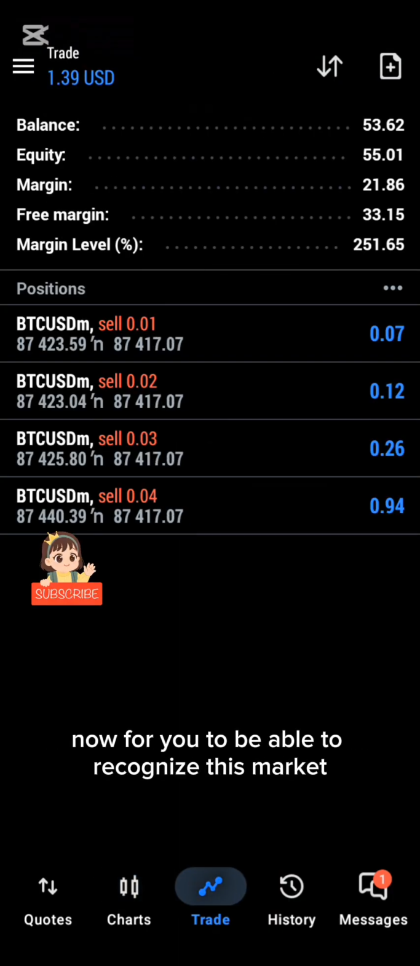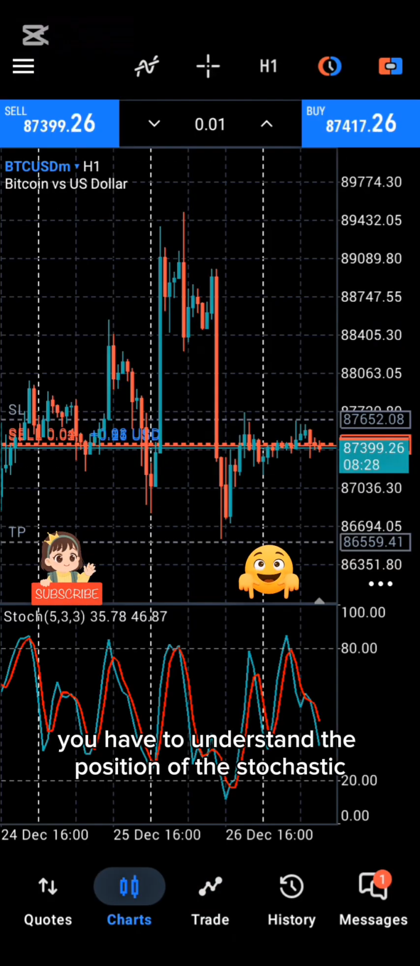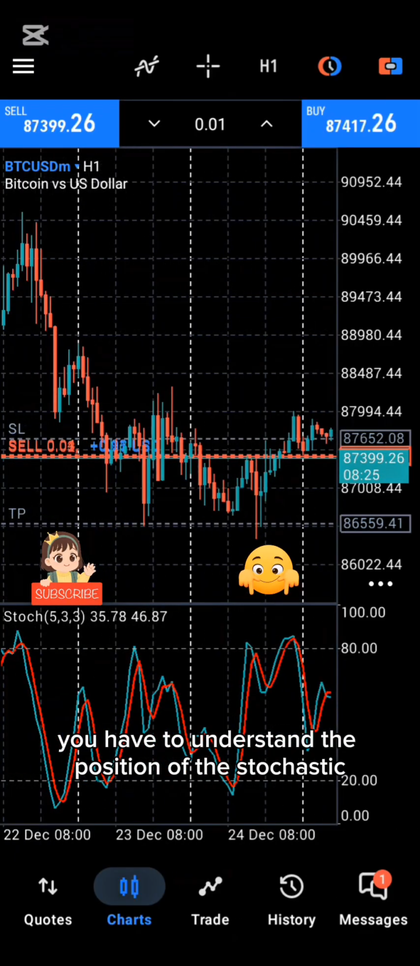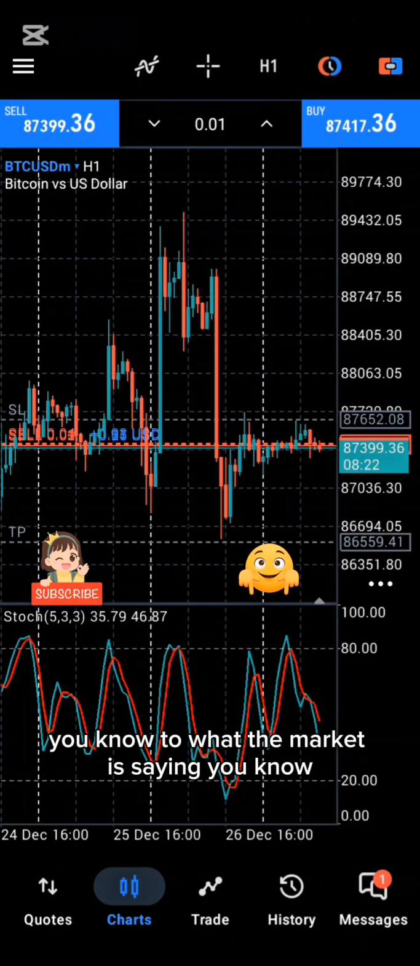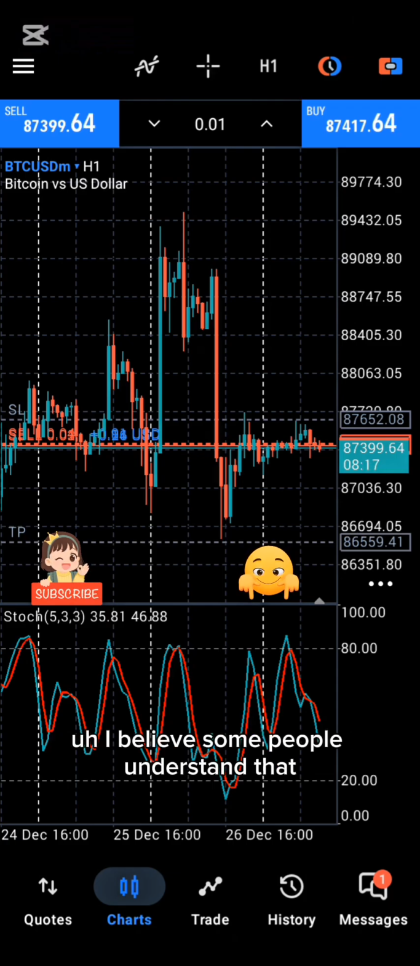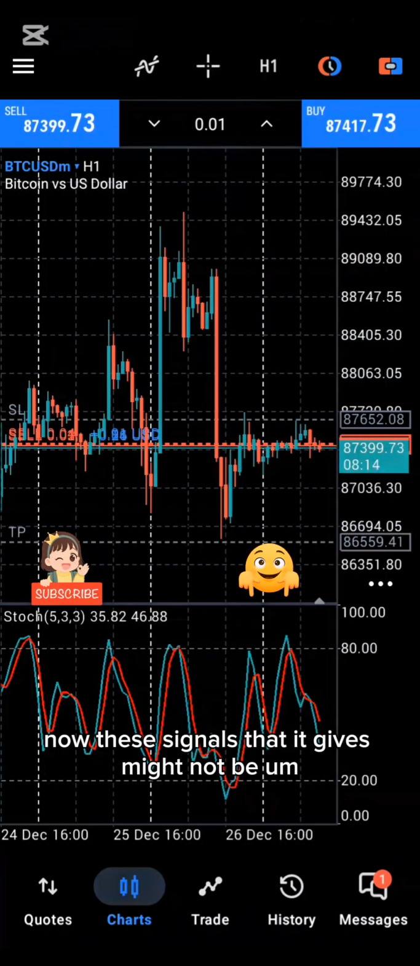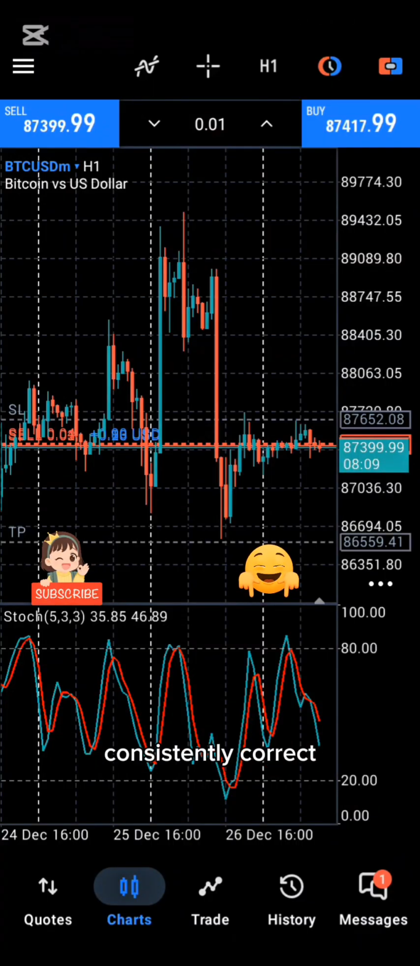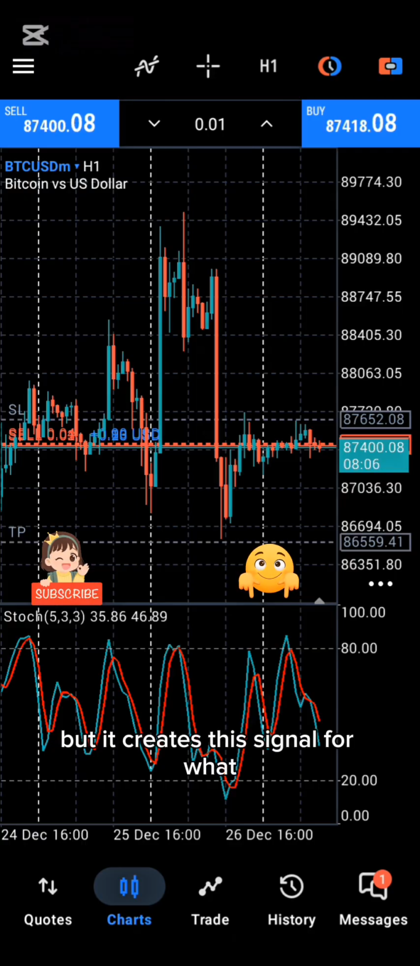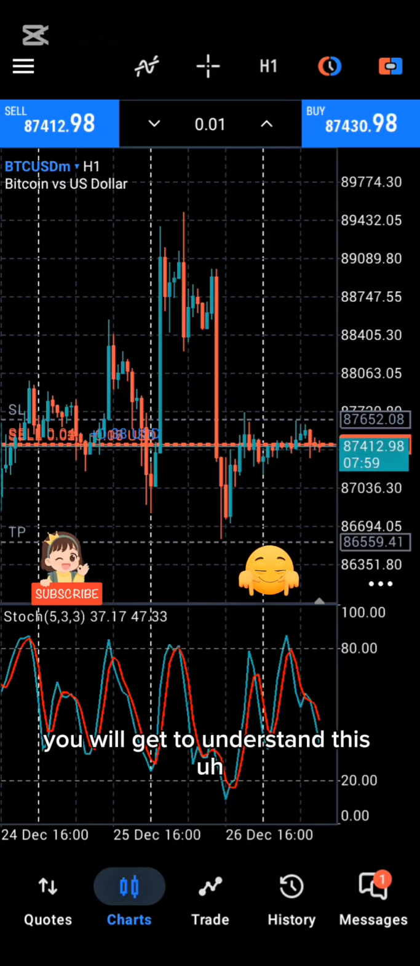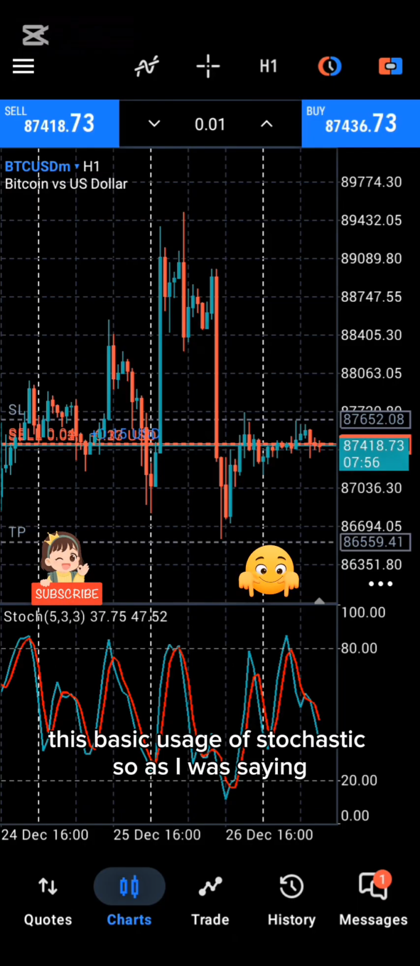Now, for you to be able to recognize this market, you have to understand the position of the stochastic, to what the market is saying. I believe some people understand that stochastic gives signal. Now, these signals that it gives might not be consistently correct, but it creates this signal for what? For a reason. And as you study deeply, you will get to understand this basic usage of stochastic.